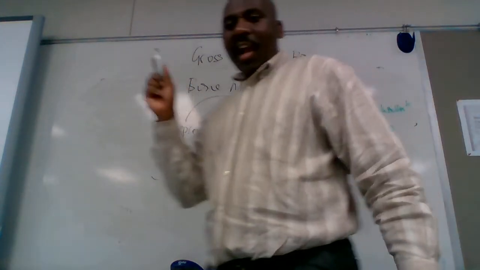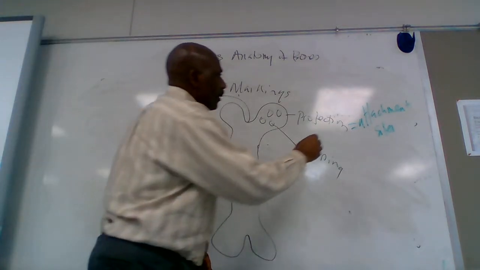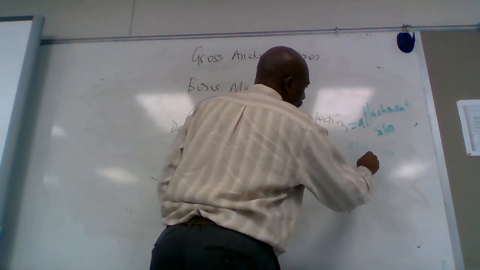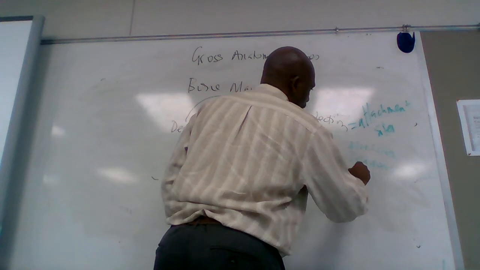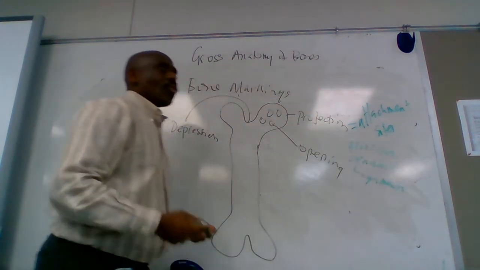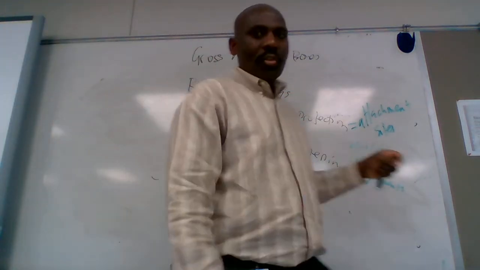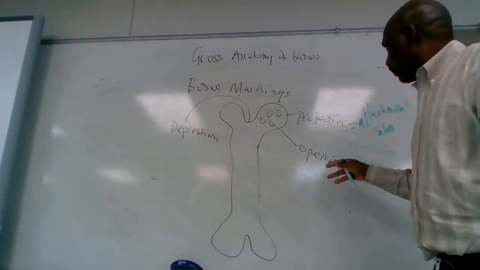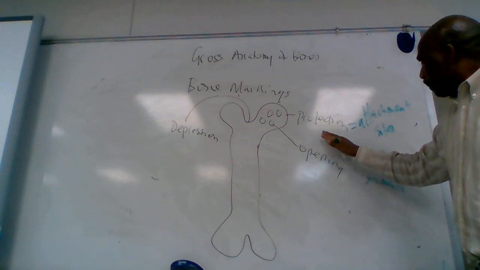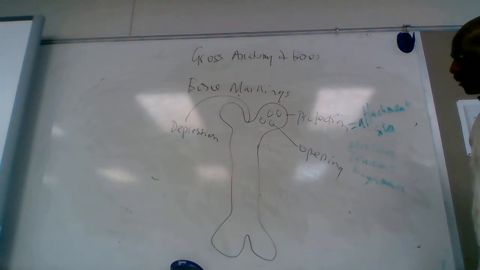So projections are used as attachment sites. Attachment sites for what? One, muscles. Two, tendons. Three, ligaments. All of those are structures associated with joints. So these are the functions. The projections function principally as attachment sites for muscles, for tendons, and for ligaments.